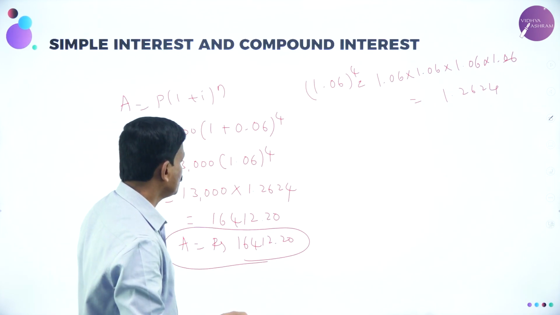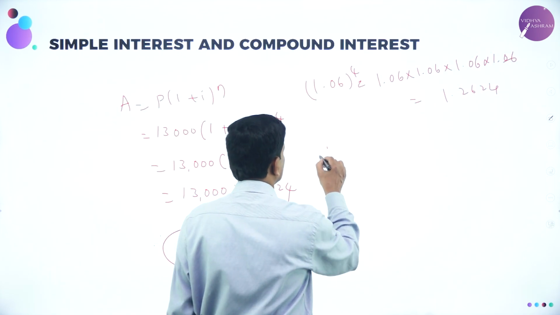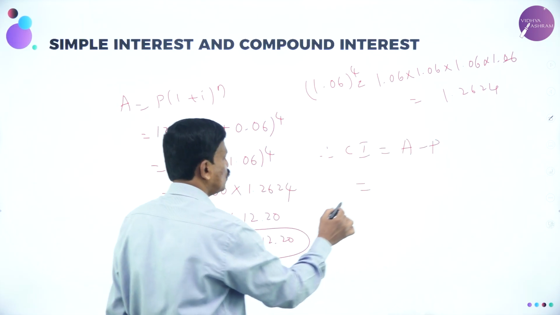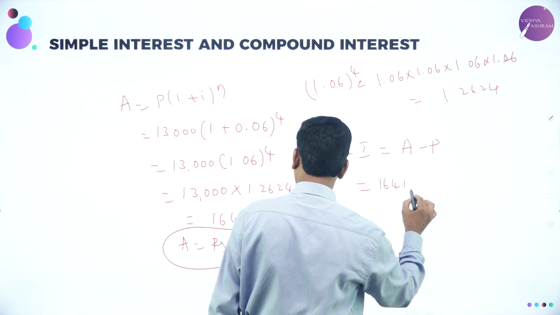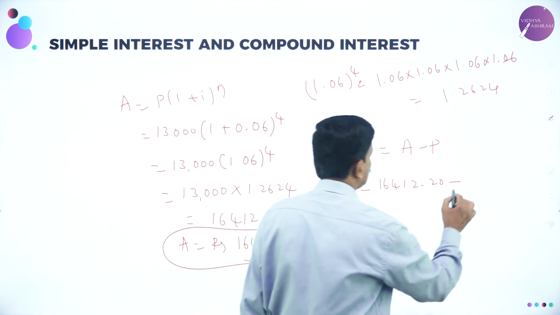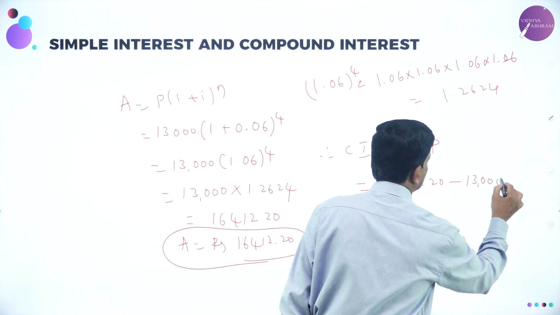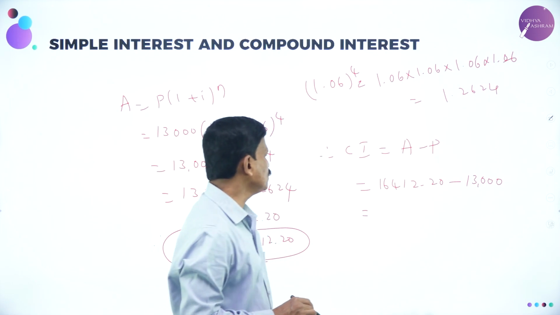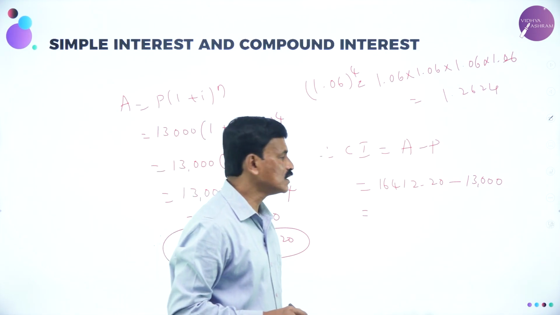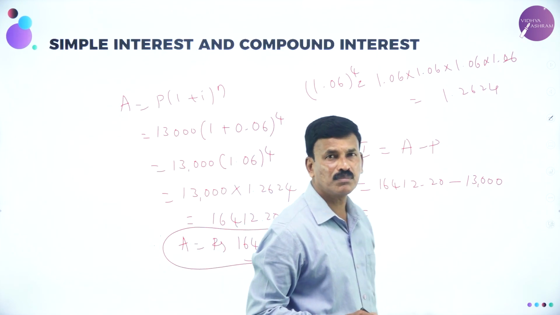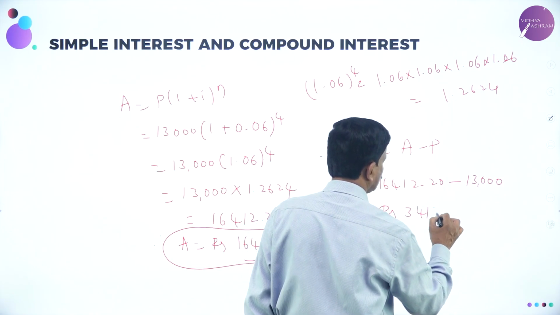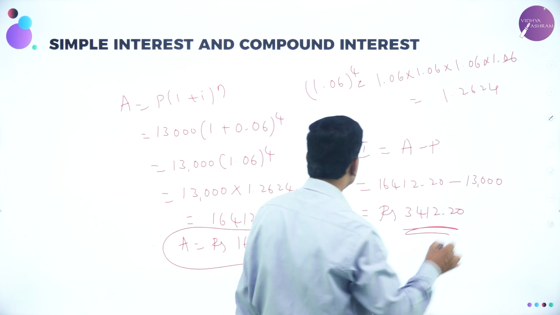Now what is to be found then? The next step is compound interest. So therefore the compound interest CI is equal to amount minus principal. What is the amount? 16,412.20 minus principal. Principal is equal to 13,000. So what is the difference between these two? 16,412.20 minus 13,000 is equal to 3,412.20. This is the compound interest.